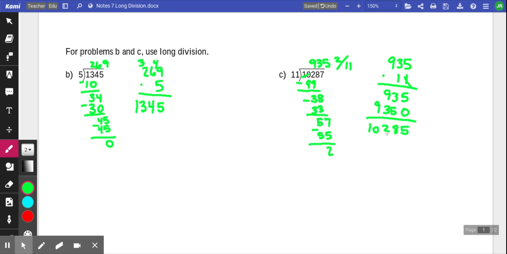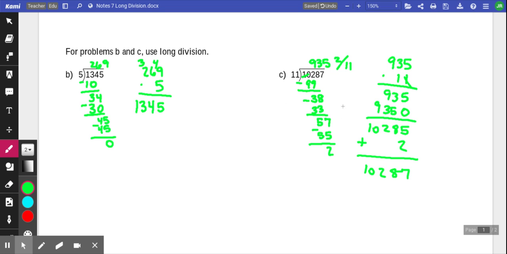So this is 10,285, but my original number was 10,287. All right, so when I took 935 times 11, I was really close, but I'm two apart. Okay, and that remainder, 2, now comes into play. So once you multiply, then you add in the remainder, and then that's going to give you the original dividend, what was originally underneath that division symbol.